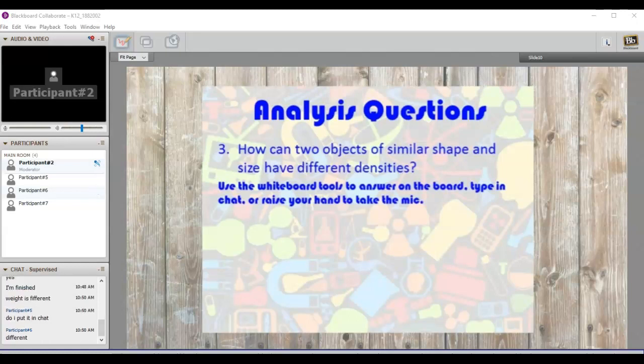You can put it in chat, yes. So what would you call the weight? What do we call that in science when we're measuring something like that? Right, it's mass. So for number 3, you would write their mass is different. That could also mean they're made out of different things. One is heavier than the other. That's also ways to word that. So let me know when you have that down.